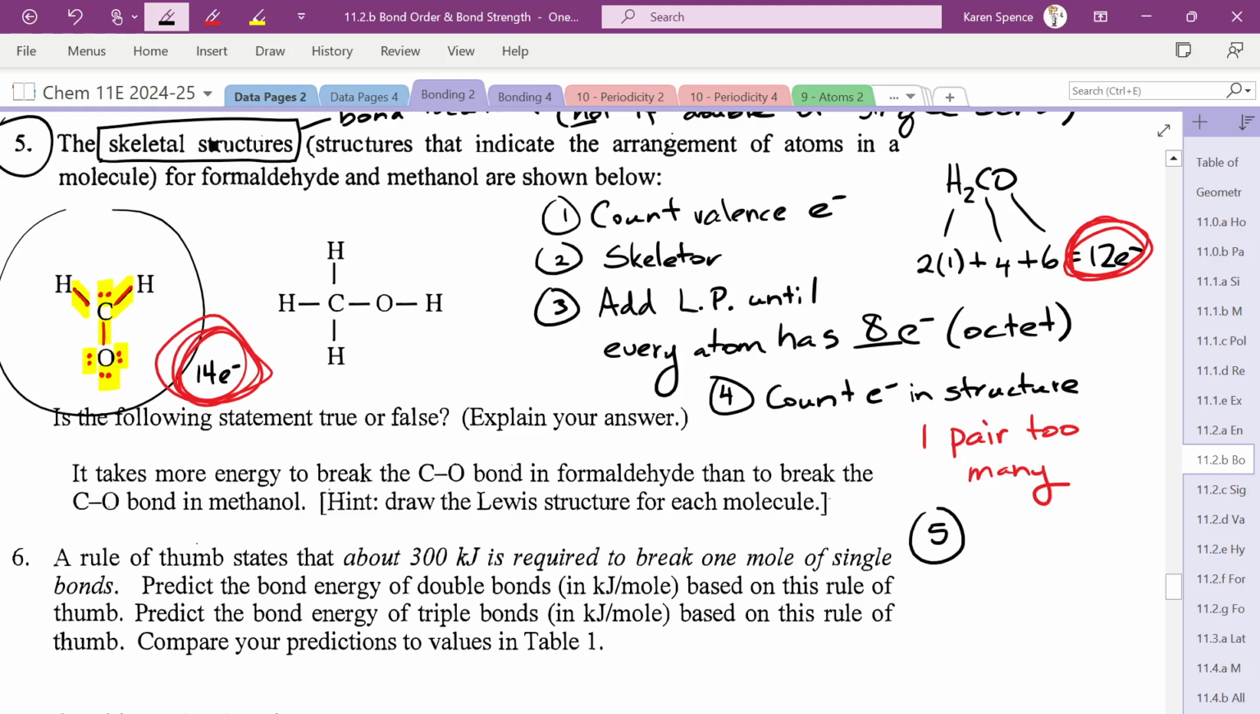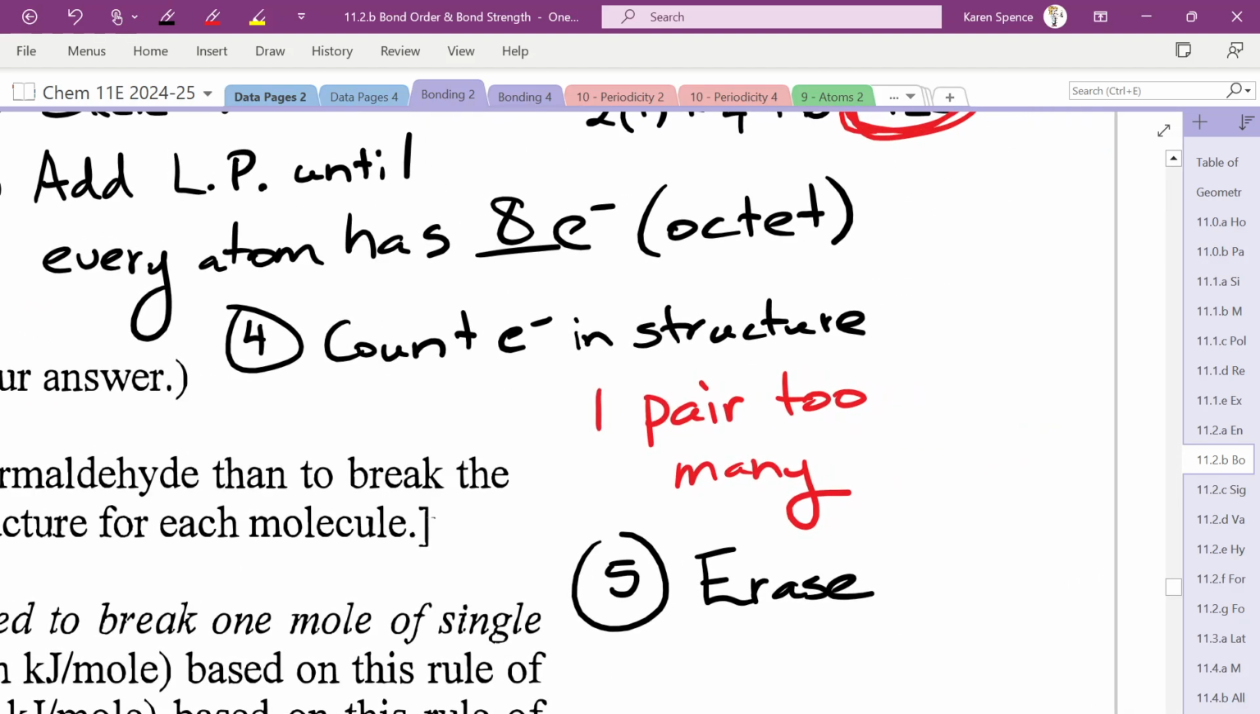And if we have 1 pair too many, what do we do? If there's too many, you have to get rid of some. How do we get rid of things when we're drawing? We erase. How many do we need to erase? We have 1 pair too many, so we're going to erase 1 pair, which is 2 electrons, okay?